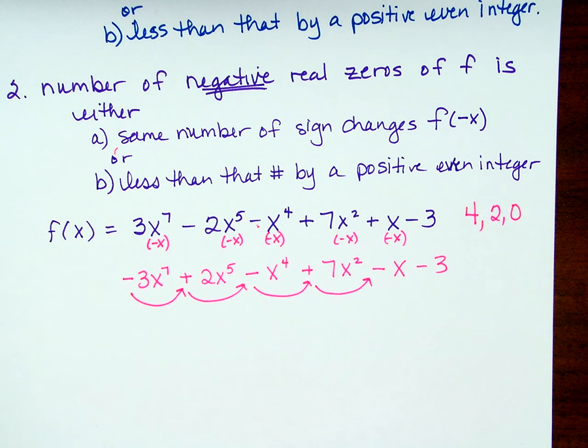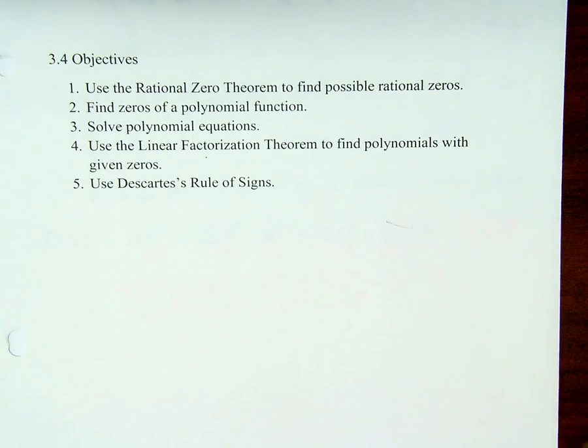Any questions about Descartes' rule of signs? Any questions about any of these other objectives that we talked about?